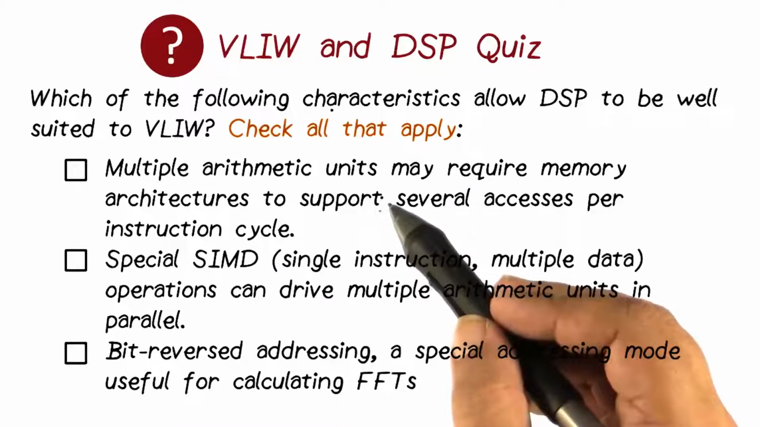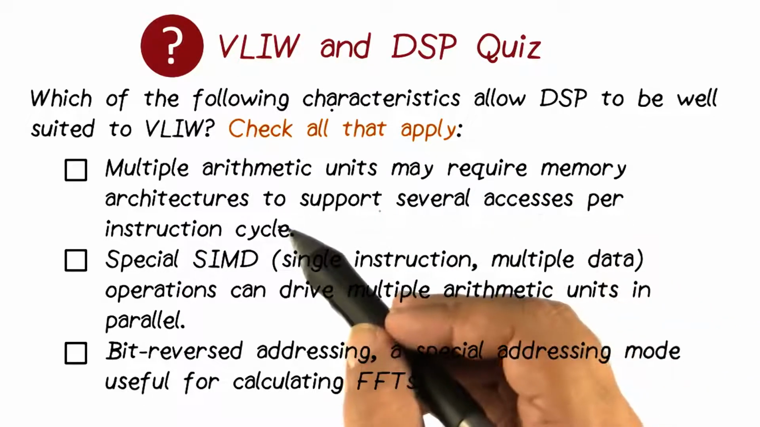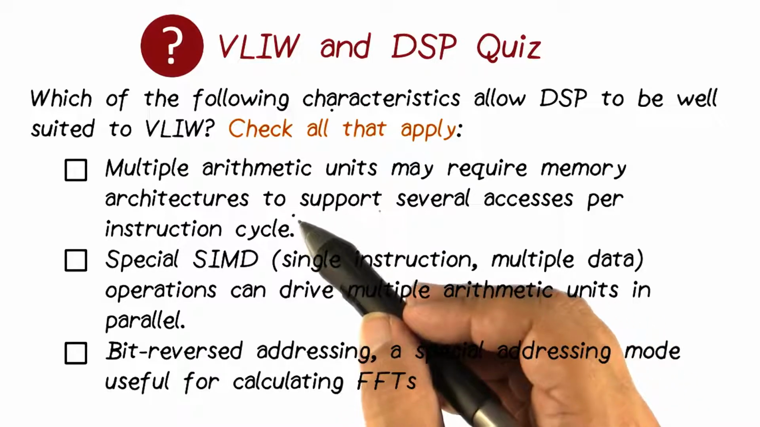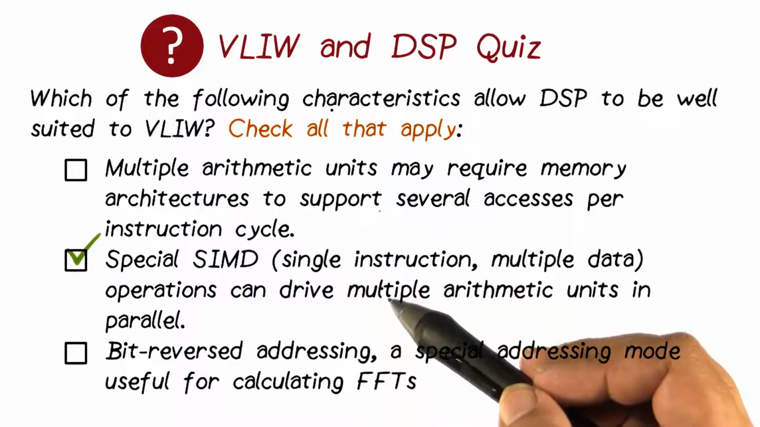Let's address the first question here. Do we have a sense of multiple arithmetic units needing several accesses per instruction cycle in VLIW or DSPs? The answer to that is no. In VLIW, we do not allow multiple such accesses in one instruction cycle. Remember the VEX code that we talked about earlier? There is only one load or store present in a given bundle. In DSPs, however, we could have such a requirement because we want to get all that processing done in real time.